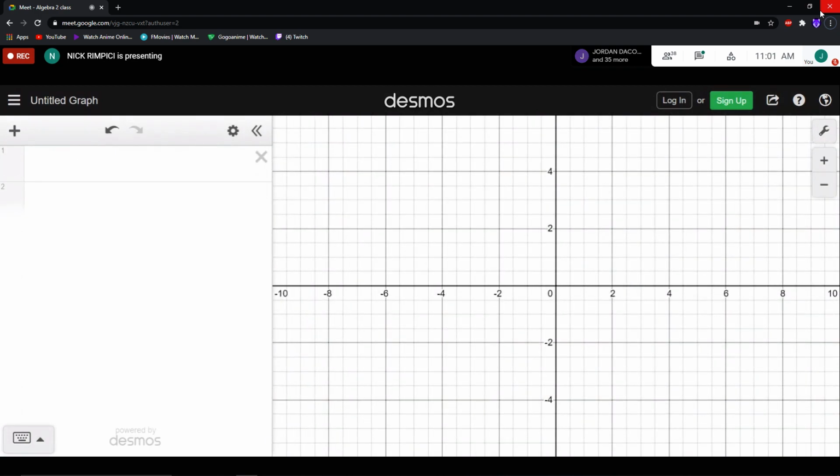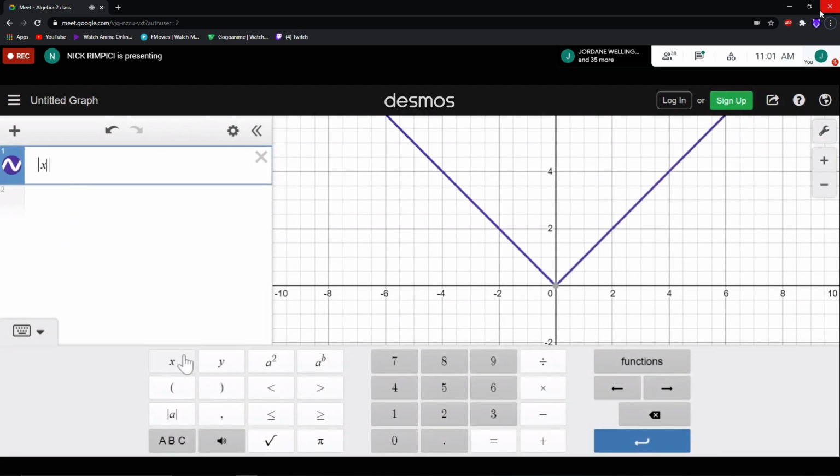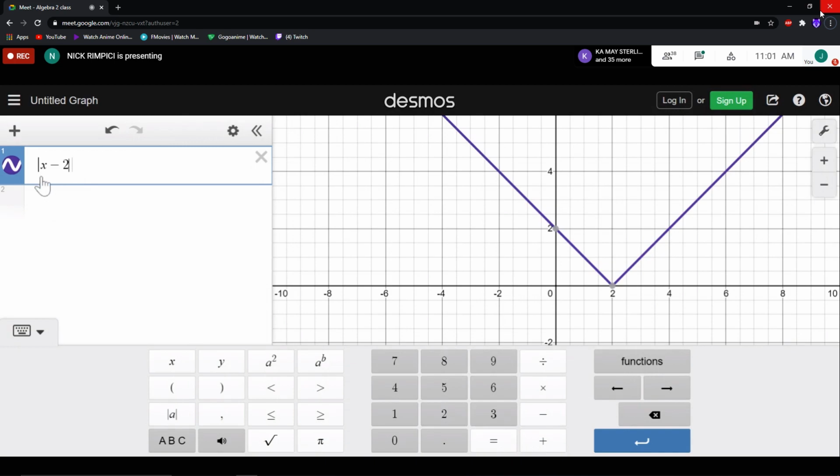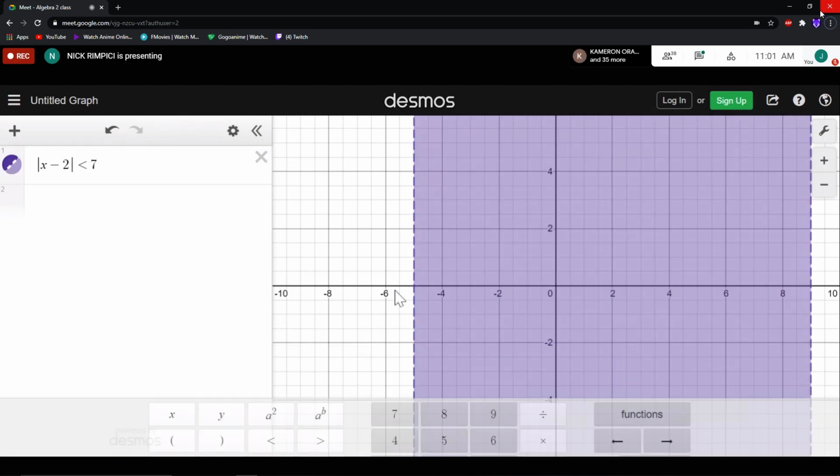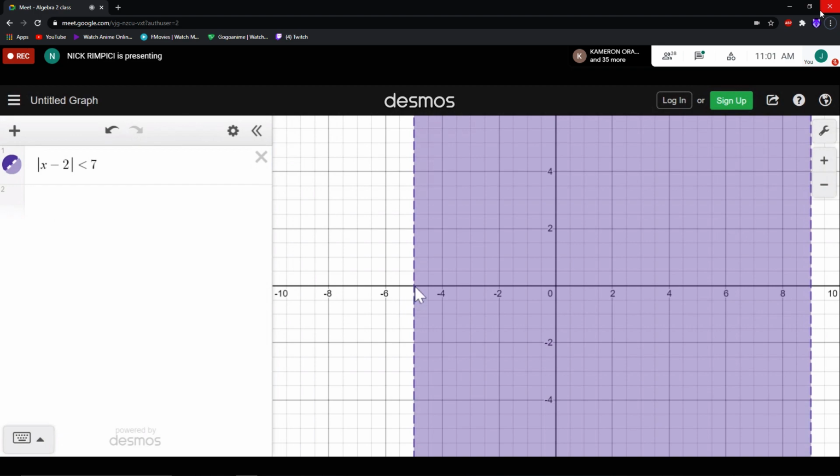Okay, the first one was the absolute value of x minus 2 is less than 7. I got negative... This is incorrect already. So I need -5 and 9. Well, I have -5. Great. -5, that's right. I have 9, that's right. So my points are right. -5 and 9. I got the right points.